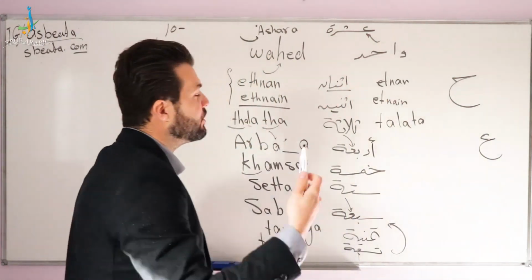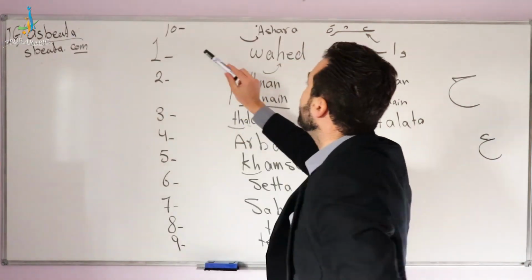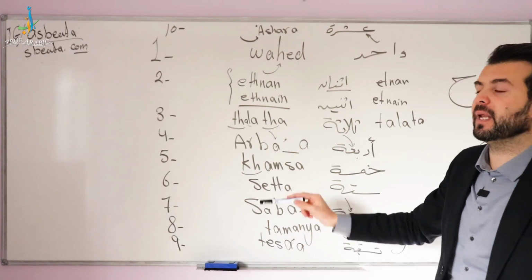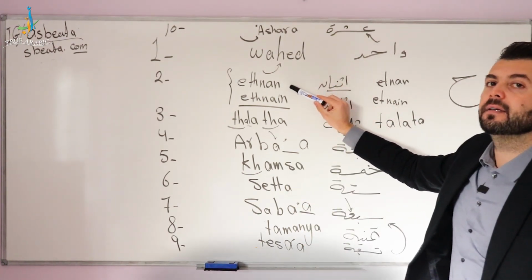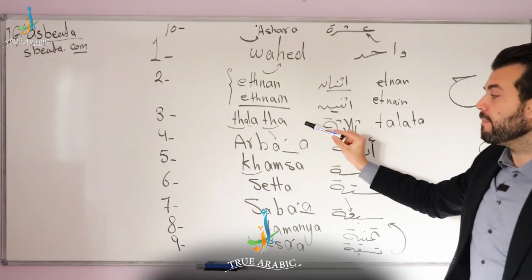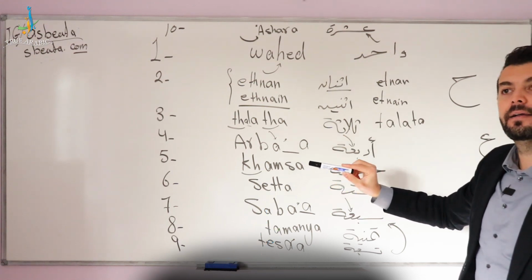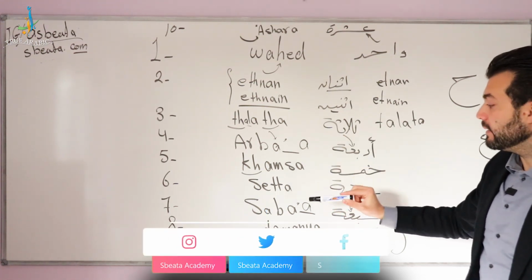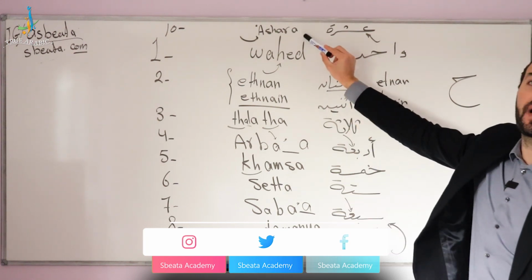So let's repeat them together and we end up this video. I will say all of them in Arabic. واحد اثنين ثلاثة أربعة خمسة ستة سبعة ثمانية تسعة عشرة.